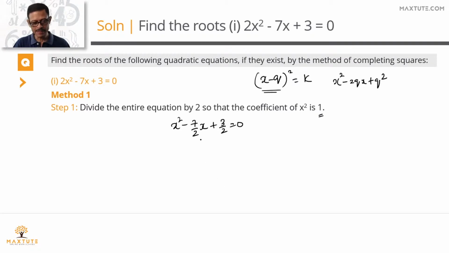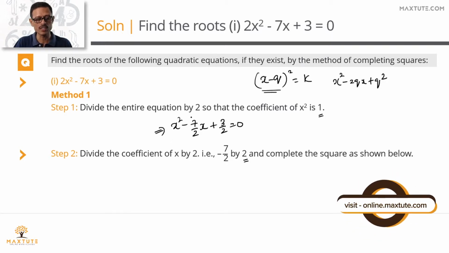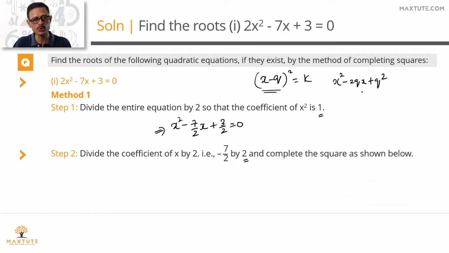Step 2. We'll be dividing the coefficient of x, which is minus 7 by 2, by 2. It's always a 2, irrespective of what we have, because here the coefficient of x square has been converted to a 1. So whatever the coefficient of x is, we're going to be dividing it by 2. Before we do that, let's check out why we are doing what we are doing. We are writing this equation to look like x square minus 2qx plus q square equals a k.